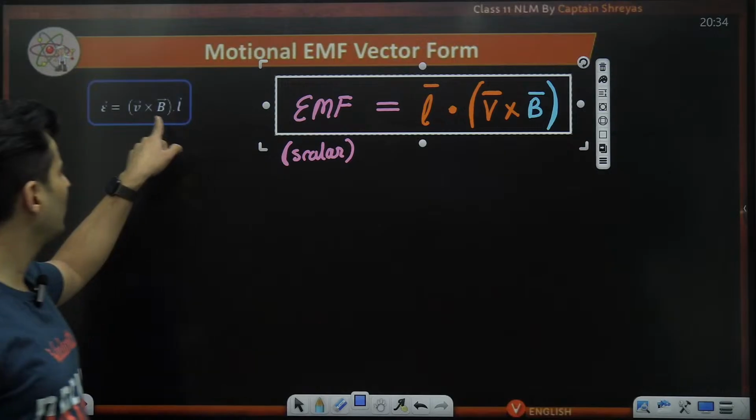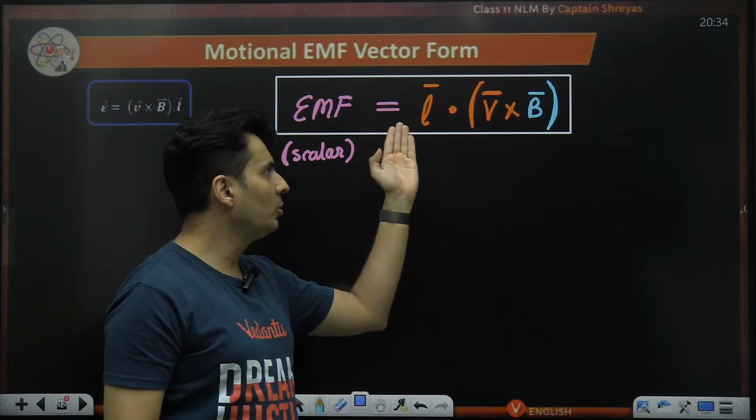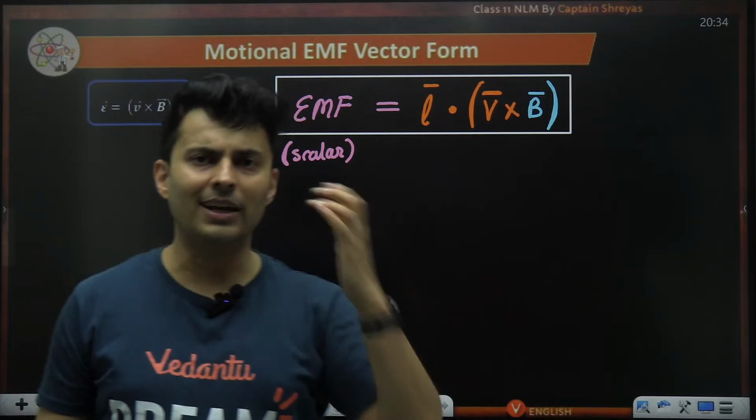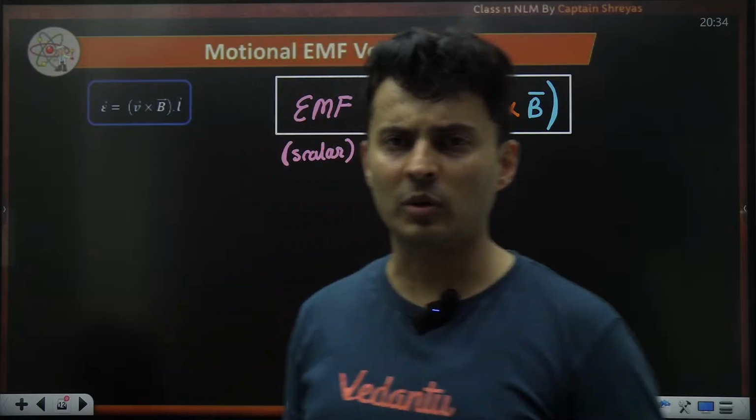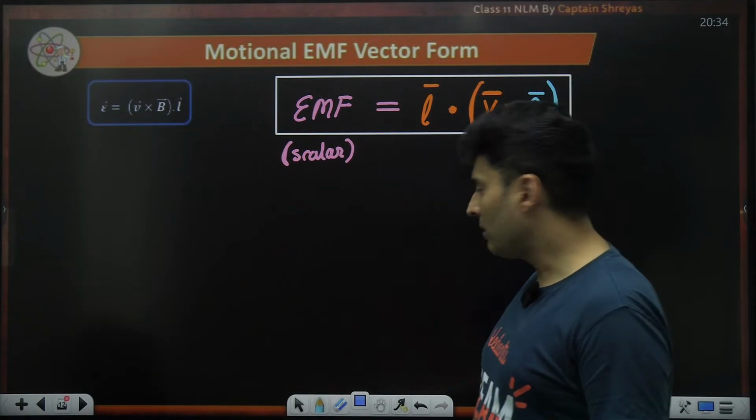Over here, I have also put V cross B dot L because dot product is commutative. So whether I do L dot V cross B or V cross B dot L, it really doesn't affect my final outcome. Okay, it's a commutative property, right? Dot product. Okay. So this is very, very important.